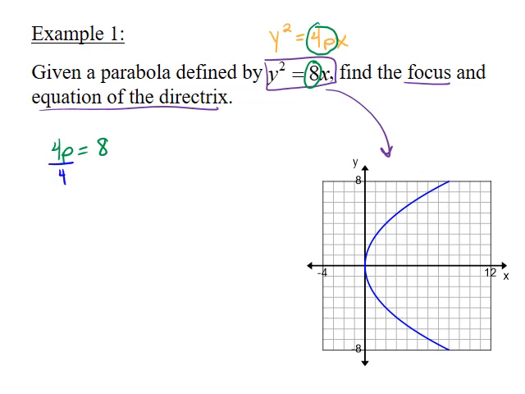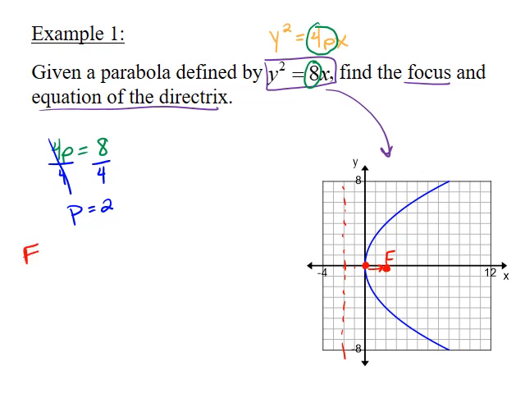We'll go ahead and divide both sides by 4 and find that p is equal to 2. Which means from our vertex, the focus is 2 units to the right. In this particular case is the focus, and the directrix is 2 units to the left in this case. So this is the directrix.